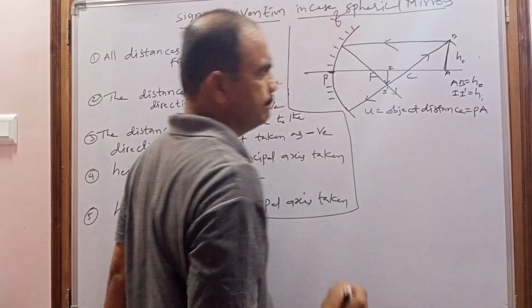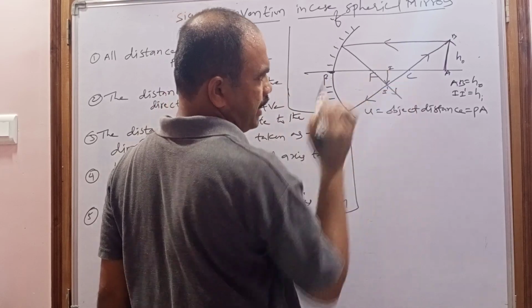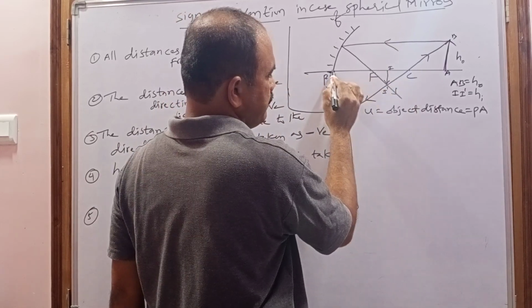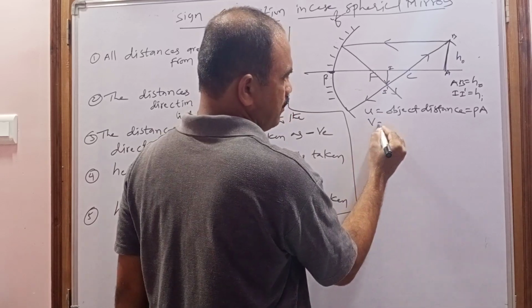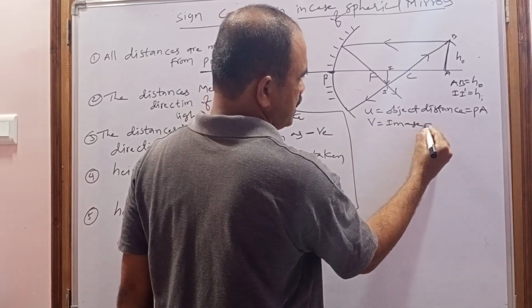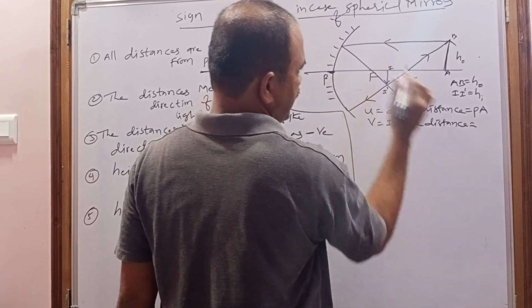P to A. And next, the distance between the pole and the image. This is the image. The distance from the pole to the image is known as image distance, V. So what is the image distance here? P to I.